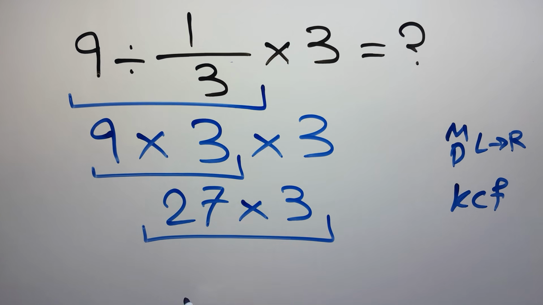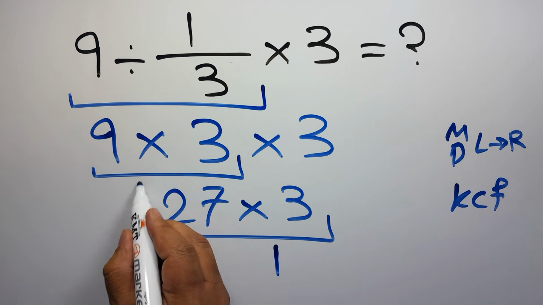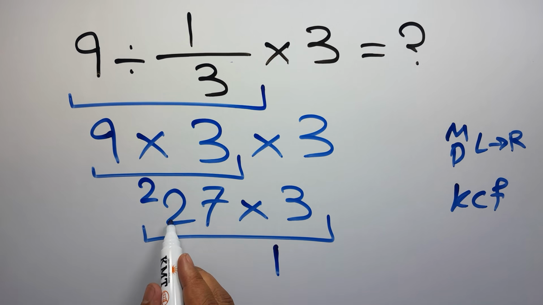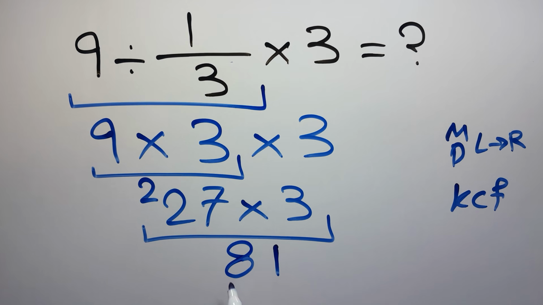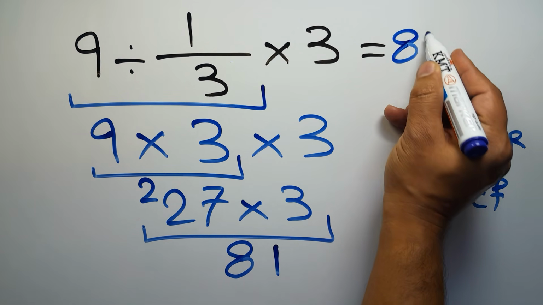3 times 7 gives us 21. So we write 1 here and carry 2 here. 3 times 2 equals 6. And 6 plus 2 gives us 8. So we have 81. And this is our final answer to this problem. The correct answer is 81.